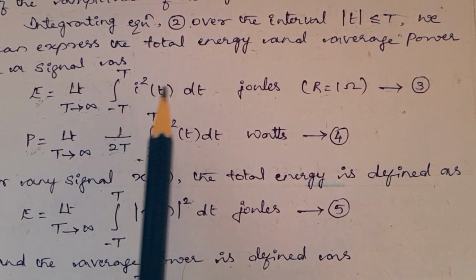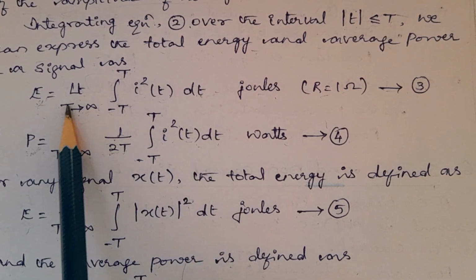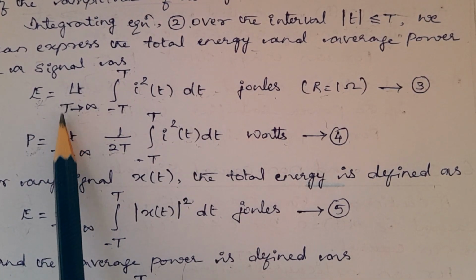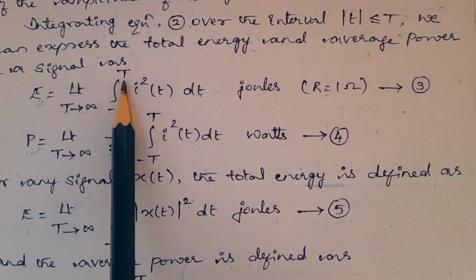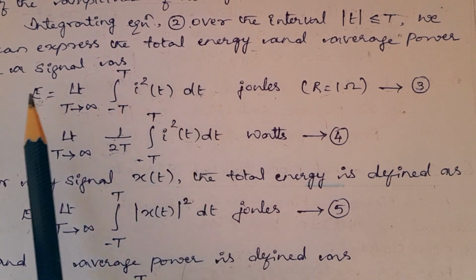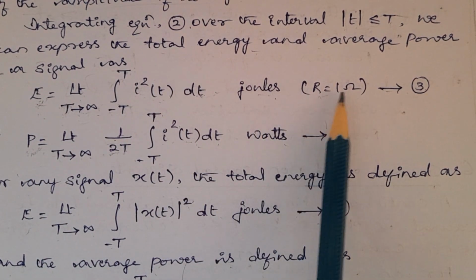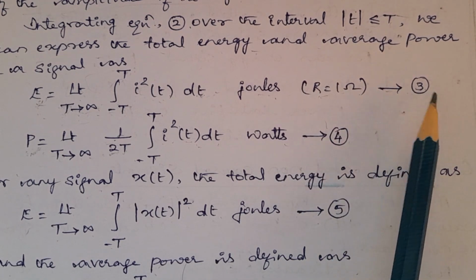So take integration and limit, here dt comes. E equal to limit t tends to infinity integral of minus t to t I square of t into dt. Energy unit is joules. So if R equal to 1 ohm, call it as equation 3.